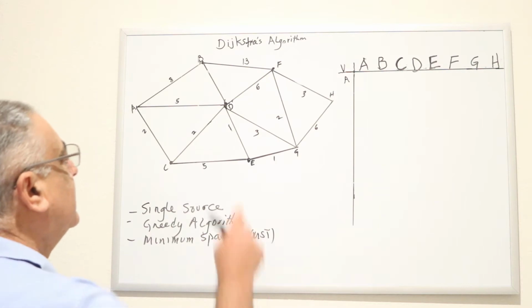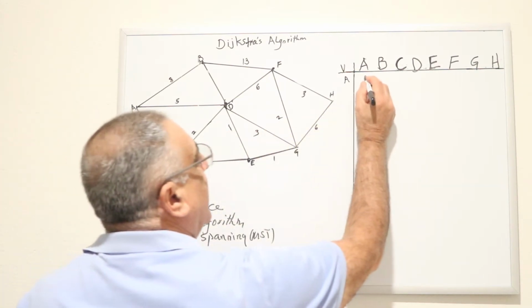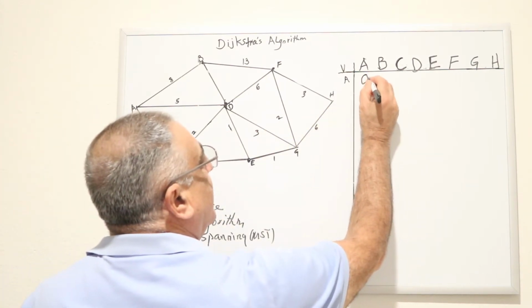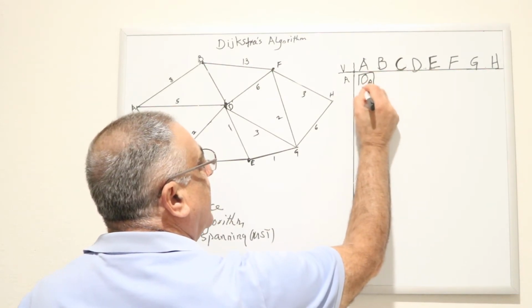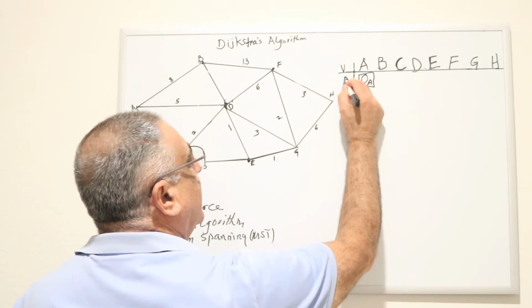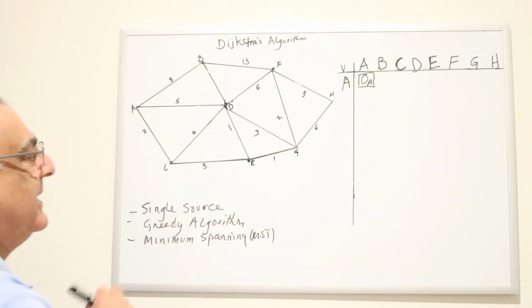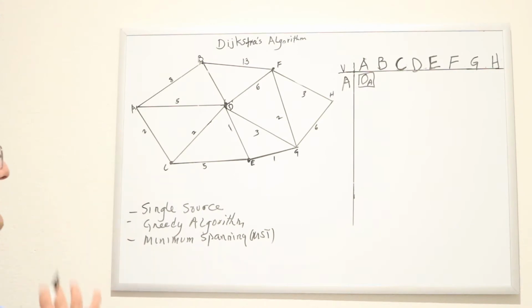So in this case, from A to A, I'm going to put a 0 there. That means coming down from A. Now I'm going to box it. When I box it, that indicates that you have already visited that. You can't go back to that vertex.